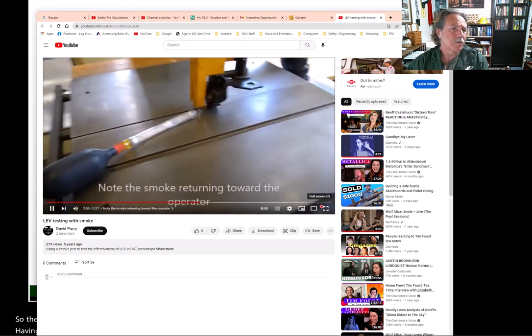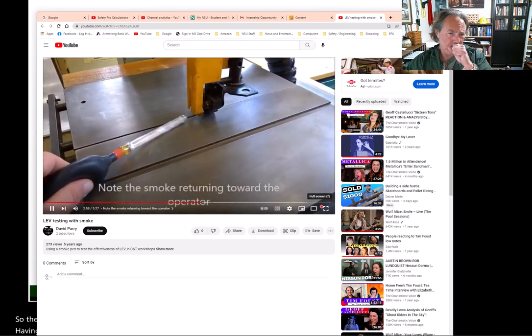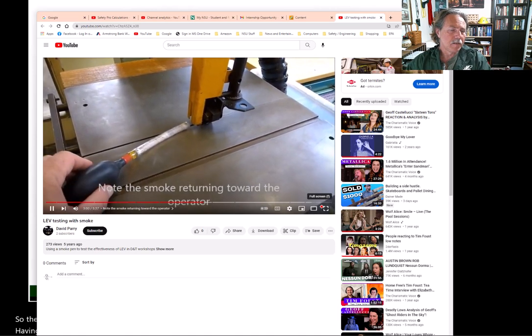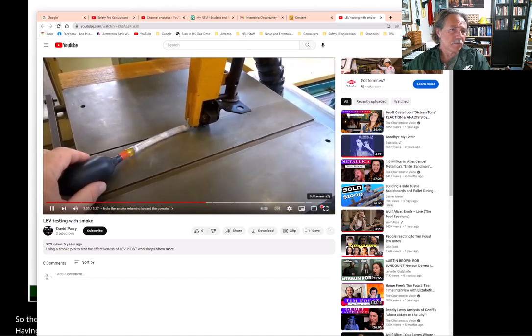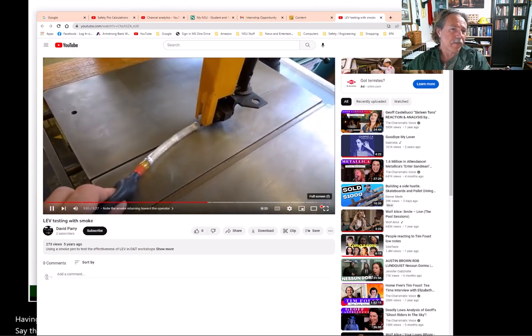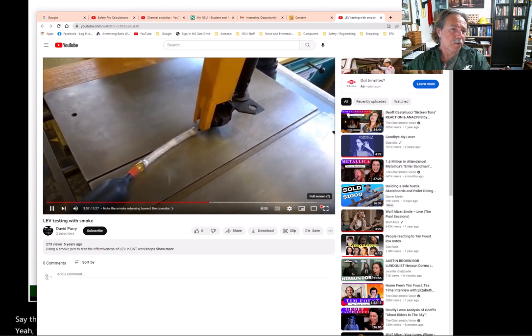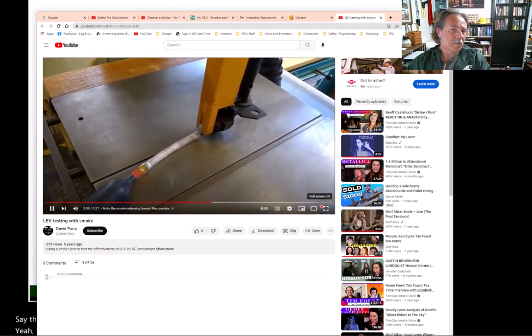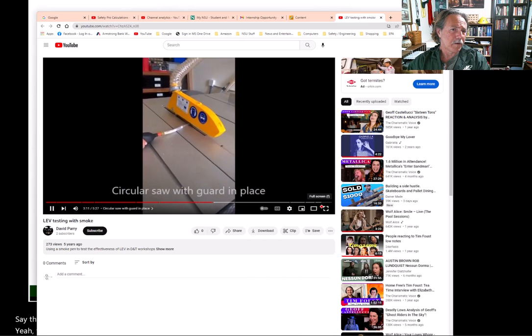It's like they may be having some of the contaminant escape. I don't see the inlet. Oh, okay, there it is around the other side. See, there. Yeah, that's a potential problem there with the material being sent back toward the operator.